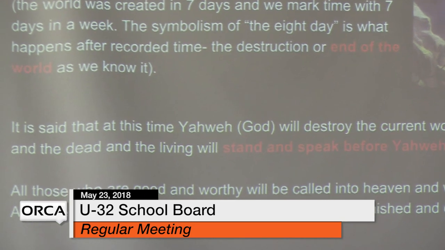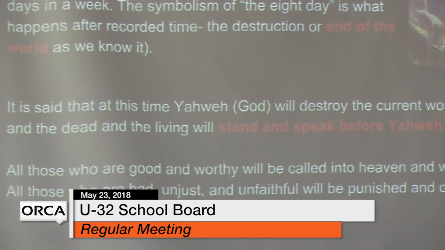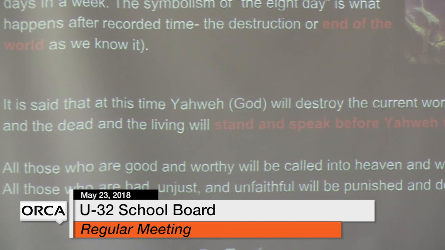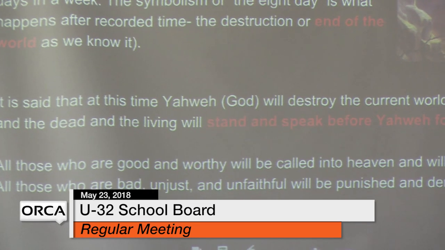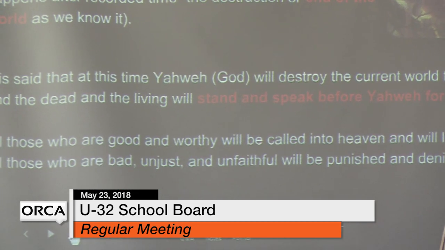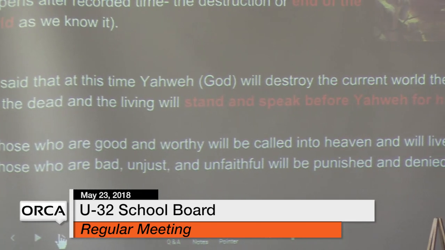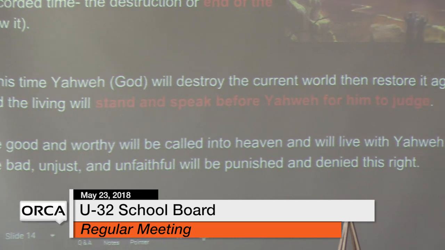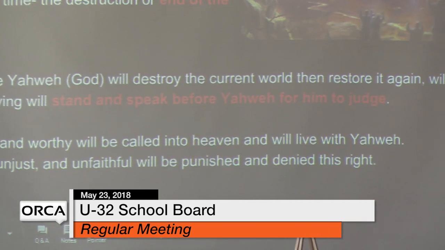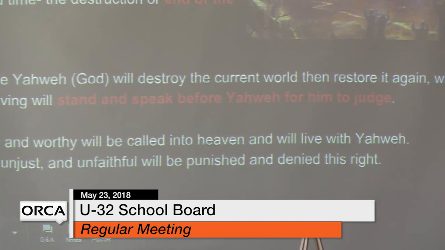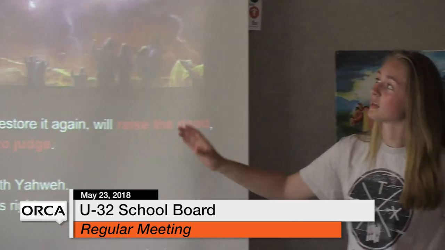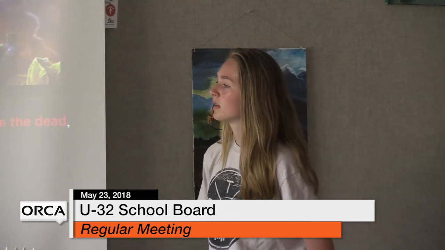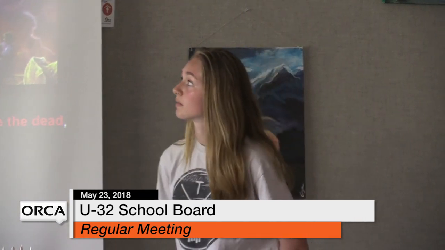And so all those who are good and worthy will be called into heaven and will live with Yahweh. And all those who are bad, unjust, or unfaithful will be punished and denied this right. And I think this is where the concept of going to heaven or hell after death really comes from, because in the Bible, it's not often specifically said that after a person's life, you go to heaven or hell specifically. I think it really comes from the second coming of Yeshua, because it says very explicitly that you will be judged at that time.